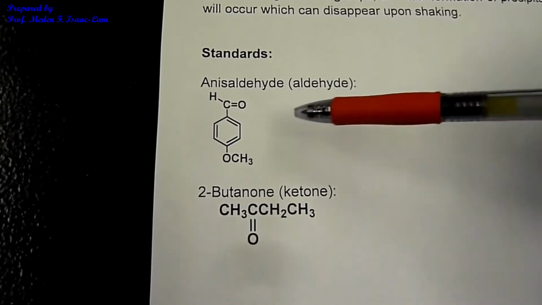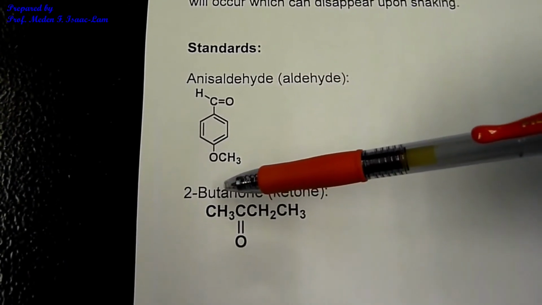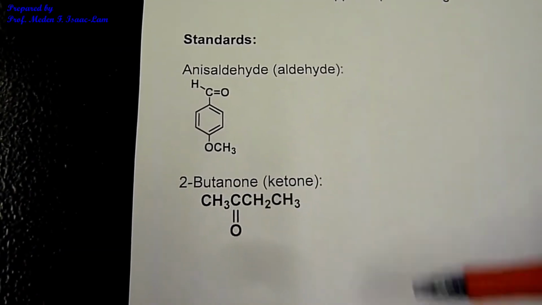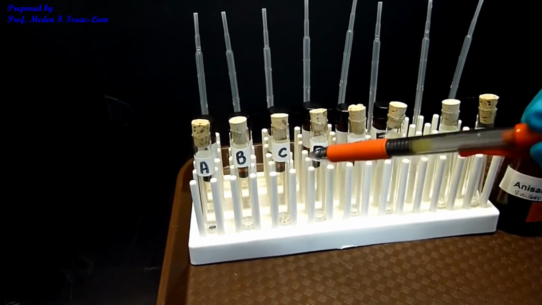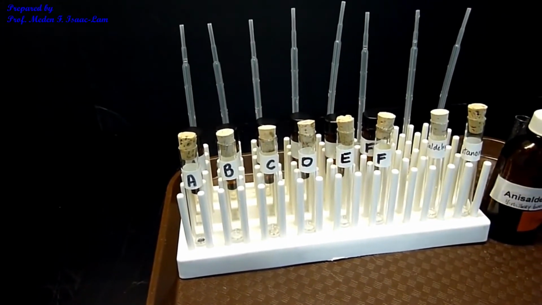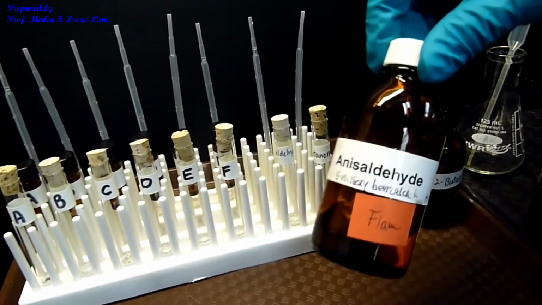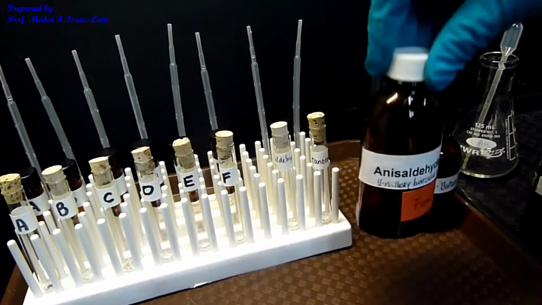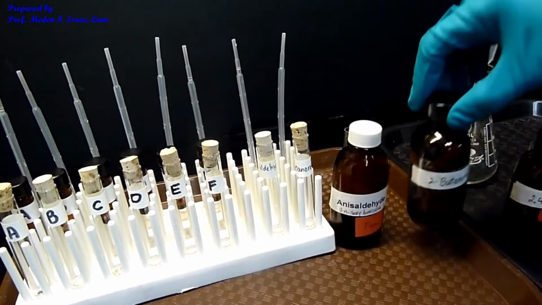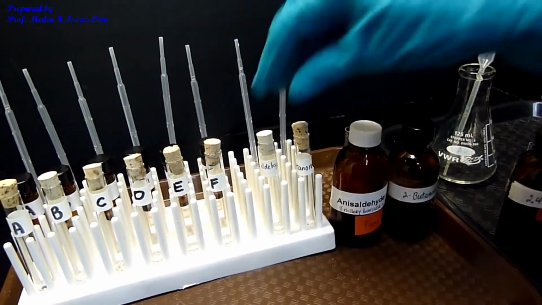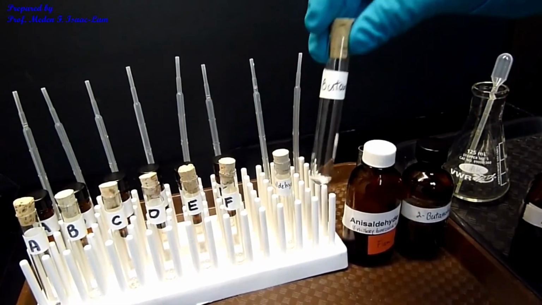The aldehyde is anisaldehyde. This is the aldehyde functional group. And then 2-butanone is the ketone. So we have the unknowns labeled as A, B, C, D, E, F, and then we have an aldehyde standard, anisaldehyde, and a 2-butanone ketone standard. So I have here the anisaldehyde and then 2-butanone.